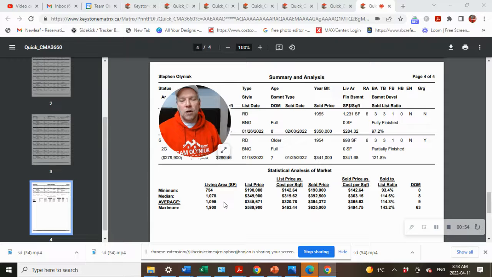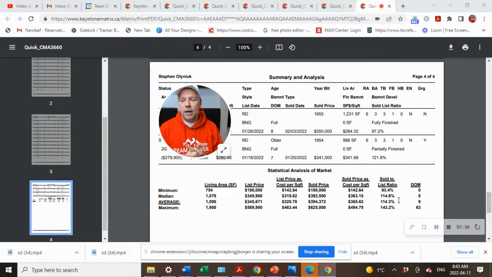What's the average square footage of the 34 homes that were on the market? Well, 1,095 square feet is the average, and the average list price was $345,671 and an average price per square foot of $320.78. Now, the average sold price was $394,372. Price per square foot at $365.62, and a sold to list ratio at 114.3. So it's homes selling on average of 14.3% over list price.